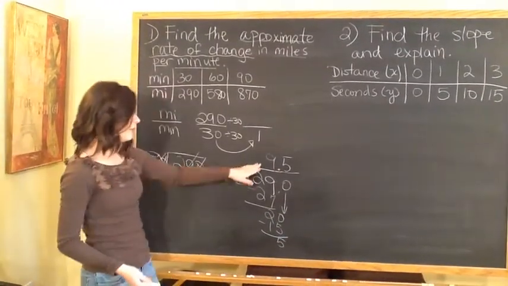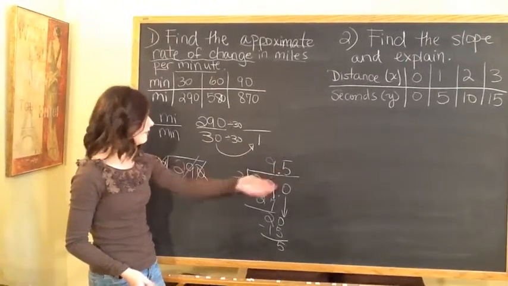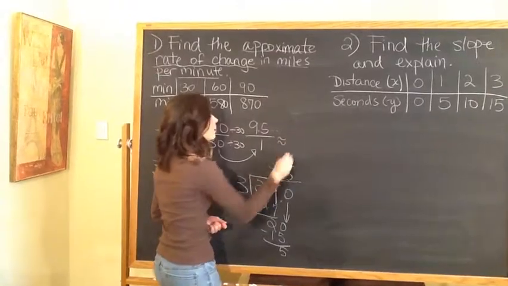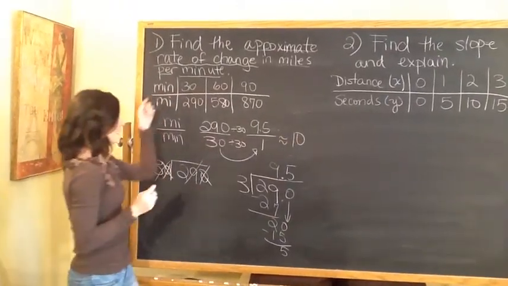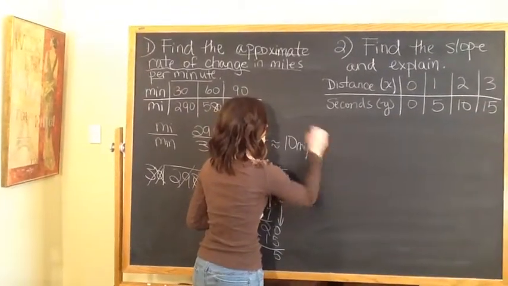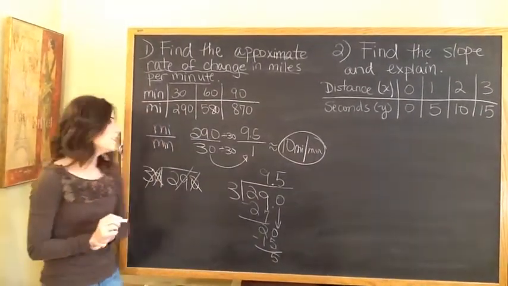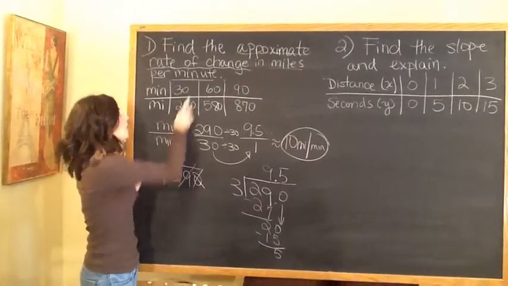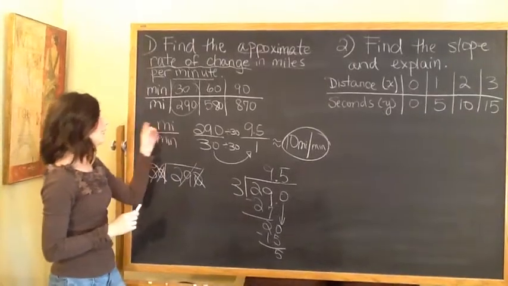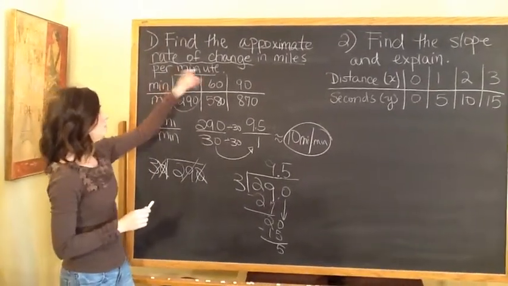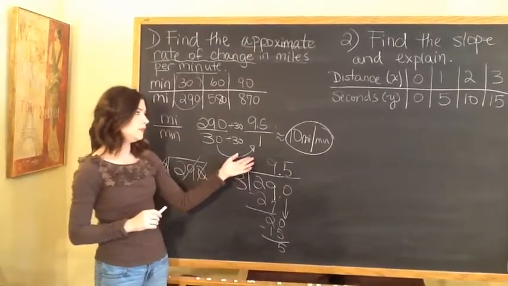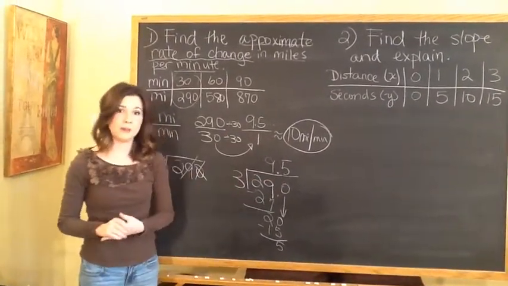So basically we know that we're estimating 9.5. Instead of about 9.5, we're going to estimate it to about 10 miles per minute. So miles per minute, this would be our final answer. Again, we looked back at the information in our table. We took one of the points and organized it as miles per minute, just like our directions said. Then we simplified it down to a unit rate and estimated it to 10 miles per minute.